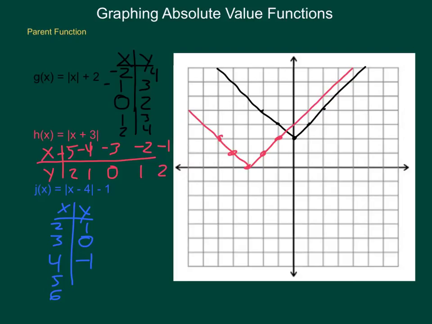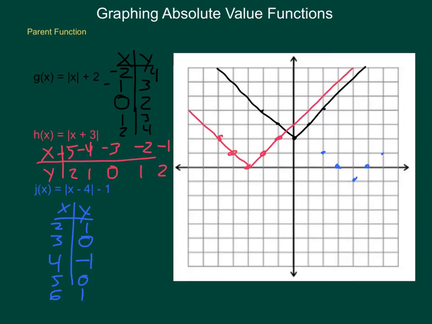If I substitute in 5, 5 minus 4 is 1. Absolute value is 1, 1 minus 1 is 0. 6 minus 4 is 2. 2 minus 1 is 1. So I get points at 2, 1, 3, 0, 4, negative 1, 5, 0, and 6, 1.